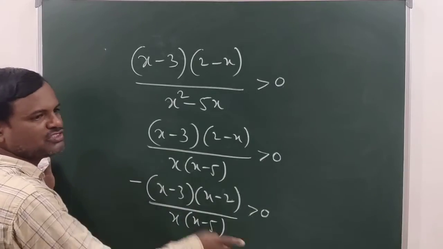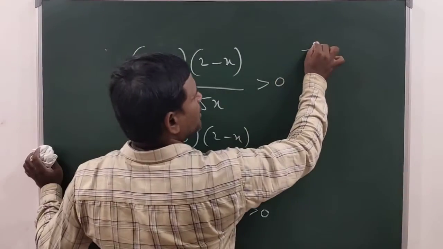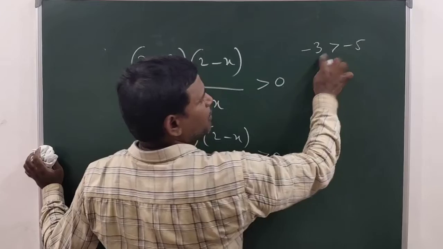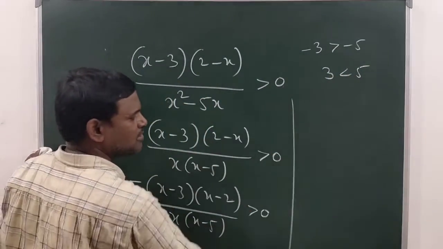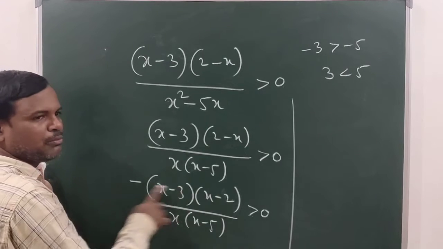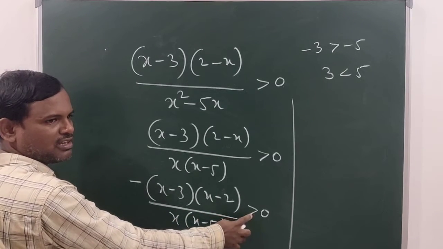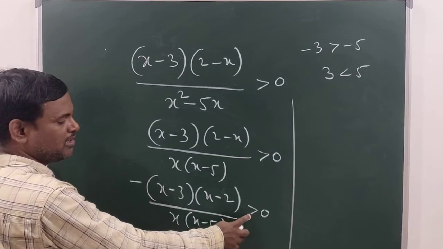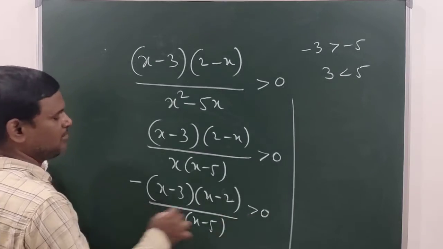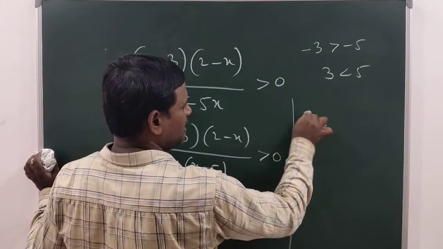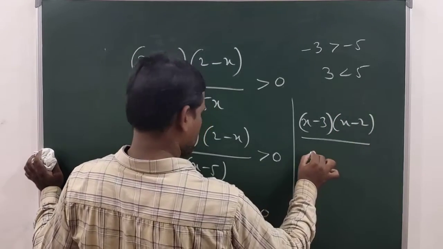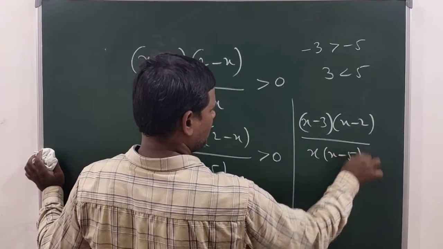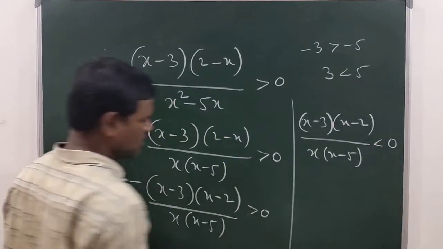Now multiply both sides with minus. When you multiply both sides with minus, the inequality sign will change. It will affect the symbol of inequality. Greater than will change to less than. So here (x minus 3)(x minus 2) by x(x minus 5) less than 0.